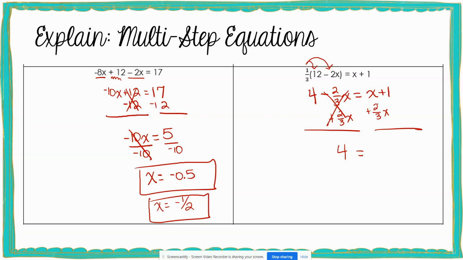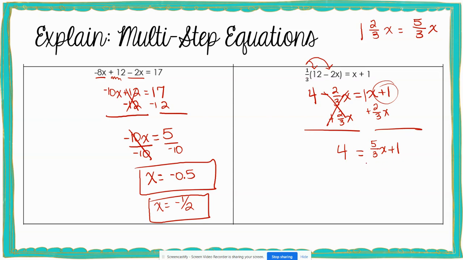Over here, when I have x plus 2/3 x, we want to remember that this is one whole x. So 1x plus 2/3 x is 1 and 2/3 x. But it's probably better for me to write this as an improper fraction. So as an improper fraction, this is actually the same as 5/3 x. So I'm going to write 5/3 x, and then I still have this plus 1.